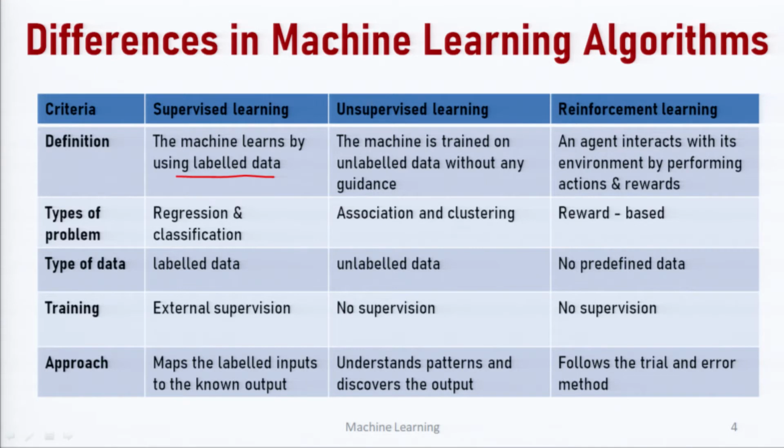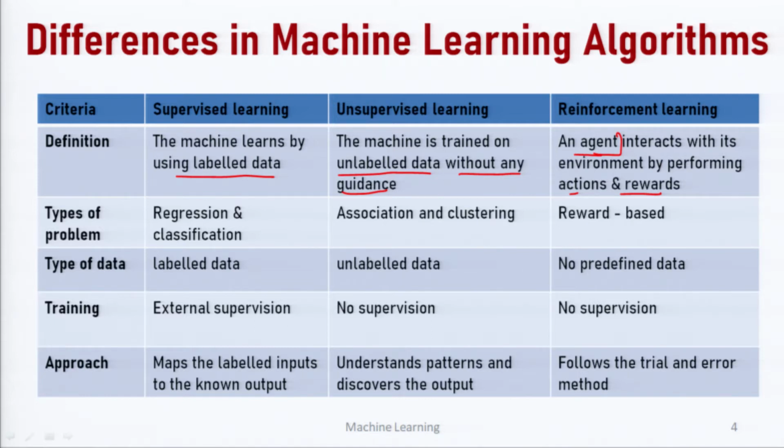Then in unsupervised learning, the machine is trained on unlabeled data without any guidance. Basically, there is no supervision or supervisor. The data is unlabeled, we do not know the nature of the data, so that comes under unsupervised learning. And as I said, in reinforcement learning, the particular agent or entity interacts with the environment by performing actions, and based on that action the entity will be either rewarded or punished.